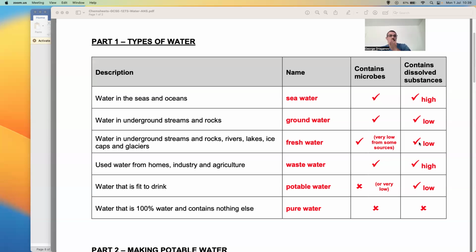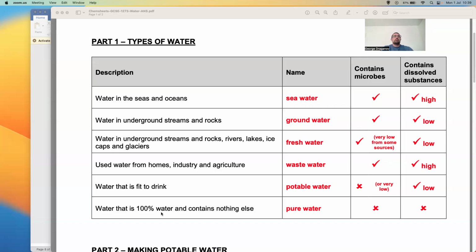Now, wastewater is obviously water from industry, agriculture, and from your toilets. So a lot of microbes and dissolved substances. And then we have this magical word of today's lesson, potable water, which means water that is safe to drink. Now, that doesn't mean it is 100% pure. So it will still have some dissolved stuff like calcium in it, but very low or zero microbes, nothing harmful to you. And then pure water is essentially distilled water where you just have H2O, nothing else. No microbes, no dissolved salts, no minerals, nothing.